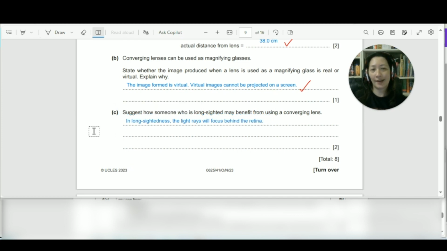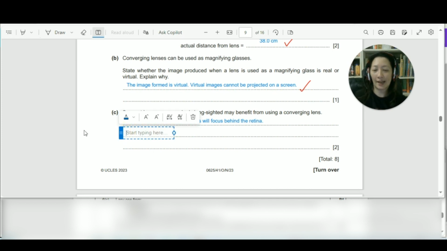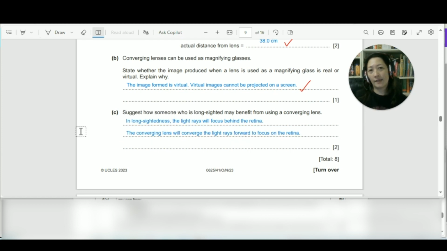So I've chosen to write this statement so that in my second sentence, it's just about the correction of the light rays with the converging lens. So the converging lens will converge the light rays forward to focus on the retina. So personally for me, I like to have a link between the two statements so that it makes a lot of sense when you're reading the answers to get the full 2 marks.